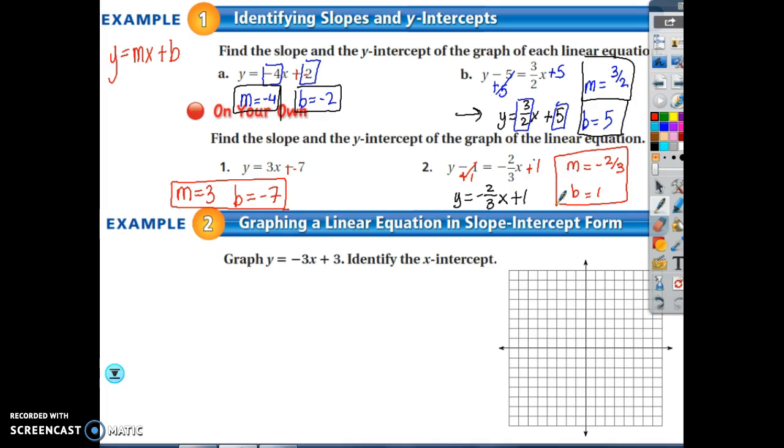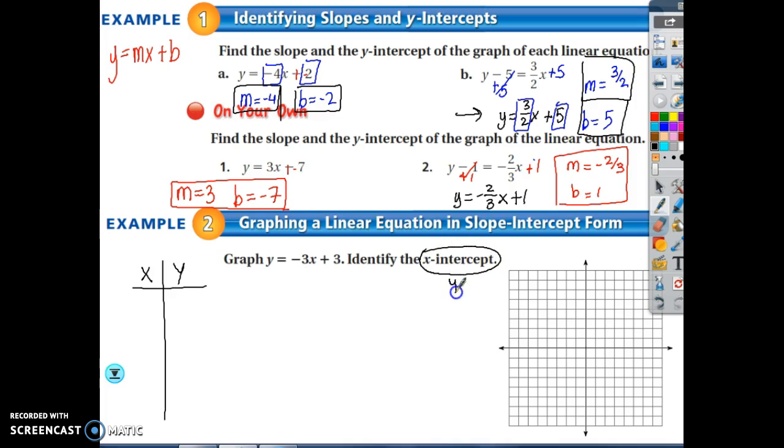In example 2, we're going to graph and we're going to identify the x-intercept. In order to graph it, I'm going to do it 2 ways. The first way I'm going to do it is just to develop a chart. I have my x and my y. We can pick whatever numbers we want. We can pick x values or we can pick y values. It doesn't matter. They do ask us to find the x-intercept here.